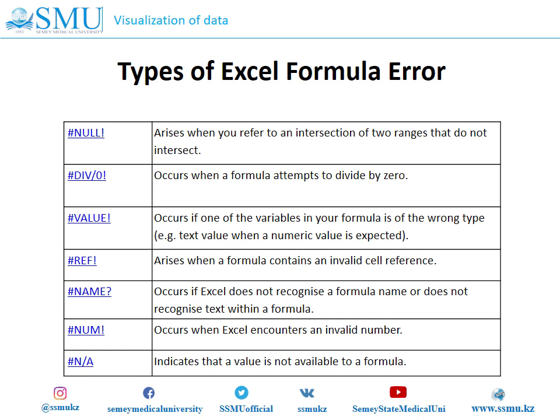Num occurs when Excel encounters an invalid number. NA indicates that a value is not available to a formula. These are some of them.